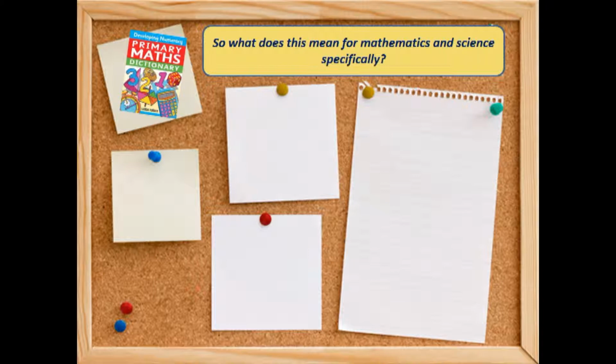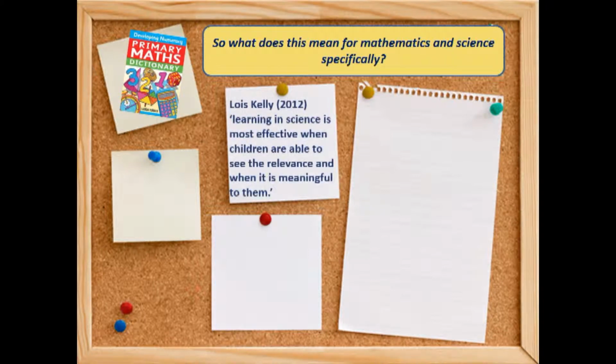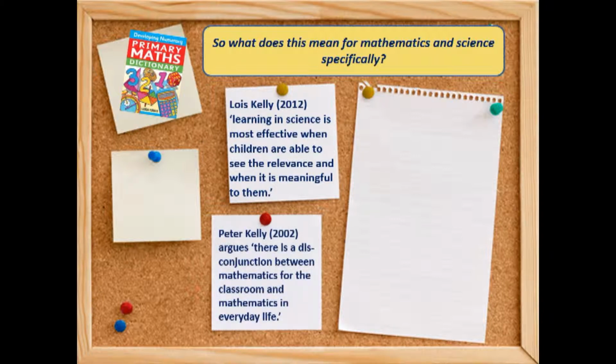What does this mean for maths and science specifically? Kelly 2012 argues that findings from the Space Project 1990-95 show that learning in science is most effective when children are able to see the relevance and when it is meaningful to them. This view is applicable to maths, as Kelly 2002 argues there's a disconjunction between maths for the classroom and in everyday life, and a need to link this to world experience.